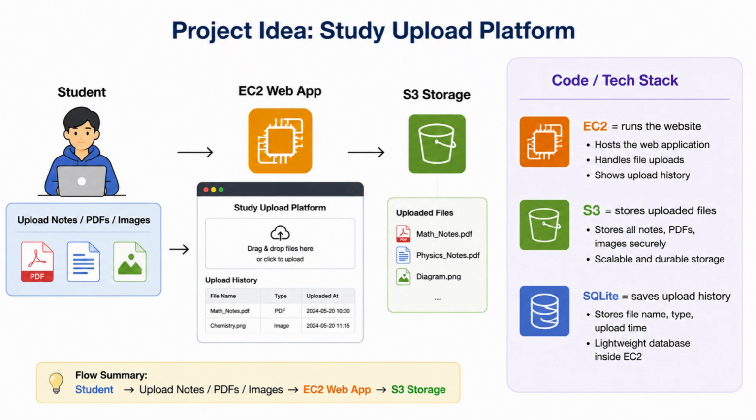Let's build a real cloud application using AWS. In this project, EC2 runs our FastAPI website, students upload files, Amazon S3 stores those files safely, and SQLite keeps a history of every upload. This is the same architecture used by many real web applications.